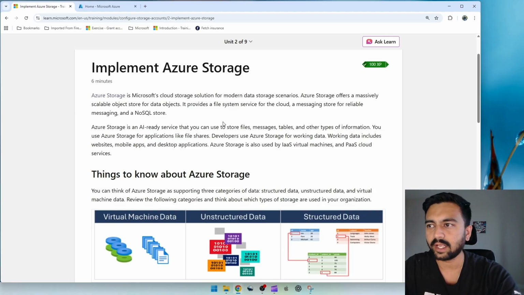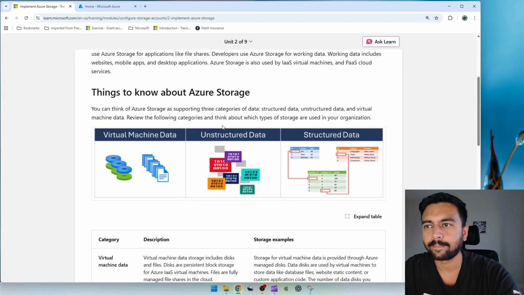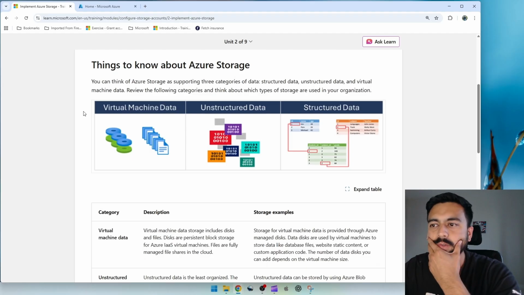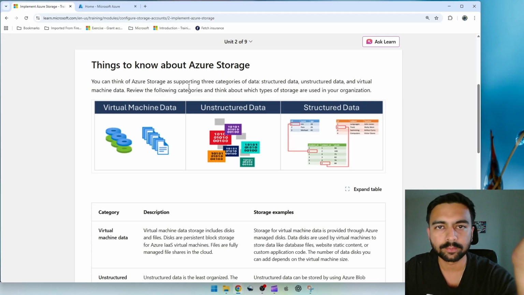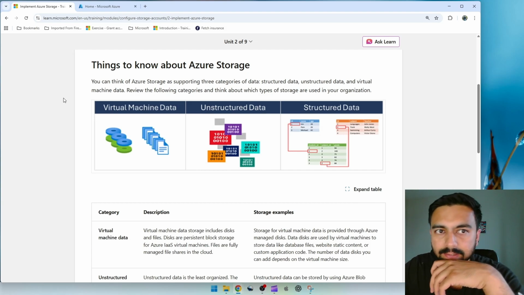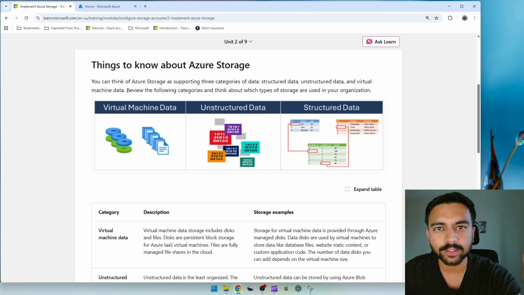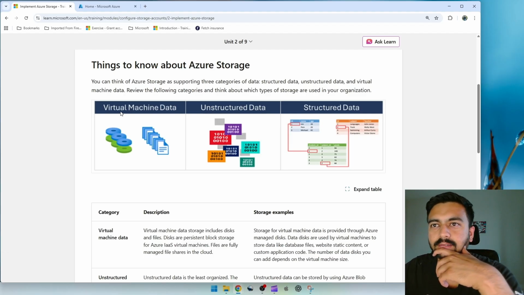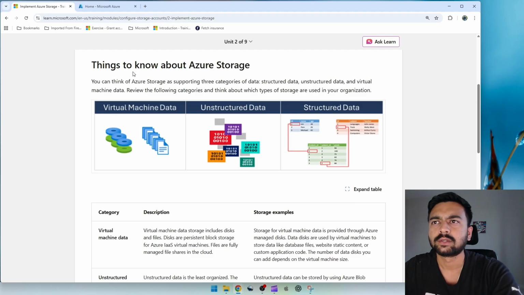So the Azure administrator. I'm just going to cover the important points that I think are important to cover, but let me know if there's anything that I miss. Obviously, I'm not certified at this point, so I'm learning as I go and documenting my journey. So, things to know about Azure storage.